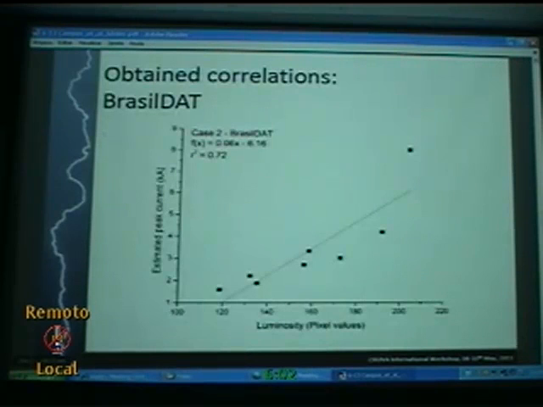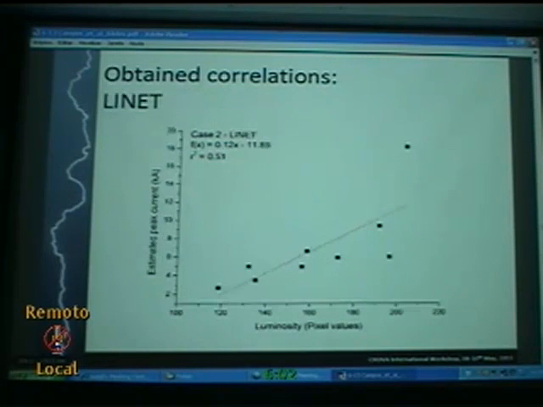So going to the correlations, which is the main objective of this presentation, regarding only BrazilDAT, this is the estimated peak current and the luminosity given by the PyRaw analysis. We get this linear correlation here with an R squared of 0.72, which is fair. Not that good, but we can say that there's a correlation between the two parameters.